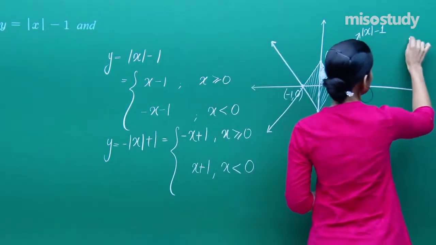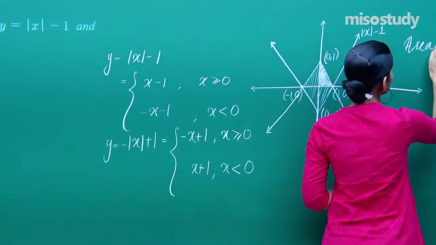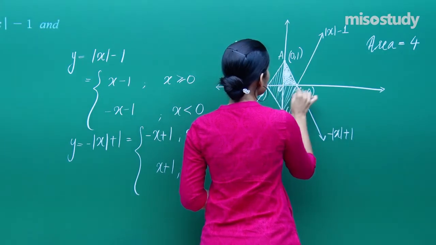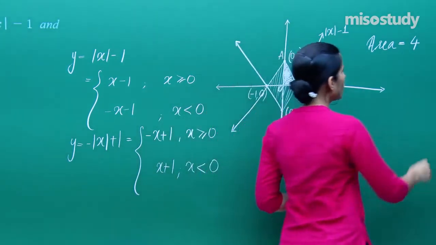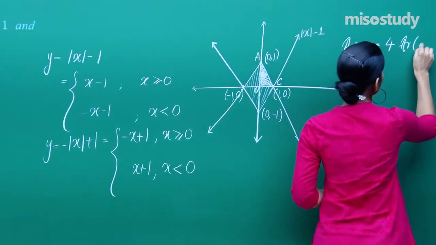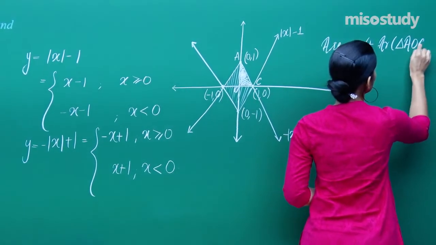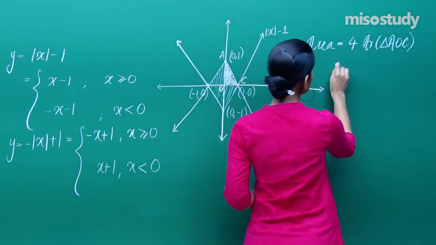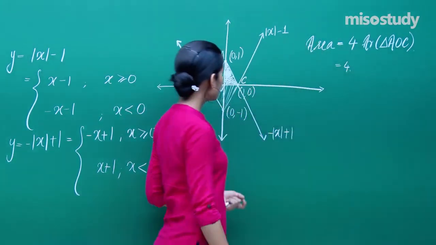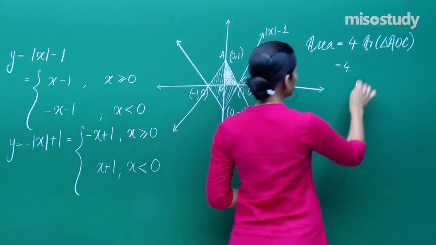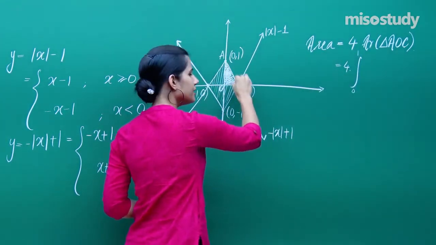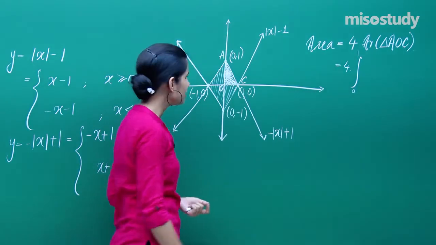The area of the shaded region, area asked in the question, is 4 times area of, say this is A, center is O, and this point is C, 4 times area of triangle AOC. Clear? This is 4 times area of triangle AOC, which will be what? Integral from 0 to 1. Now what is this curve? Obviously this is the curve that is going to be taken into consideration.